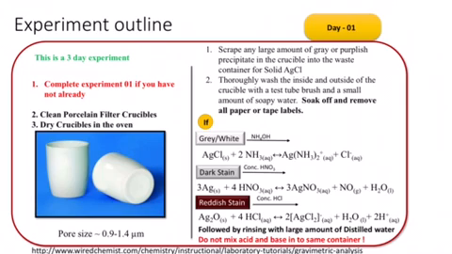Now, let's talk about the procedure of the experiment 2 we are going to do in the lab. Before starting experiment 2, first make sure to complete experiment 1 if you haven't already. Experiment 2 is a 3-day lab. In day 1, which is today, you are going to clean 3 filter crucibles and put them in the oven for the next lab.